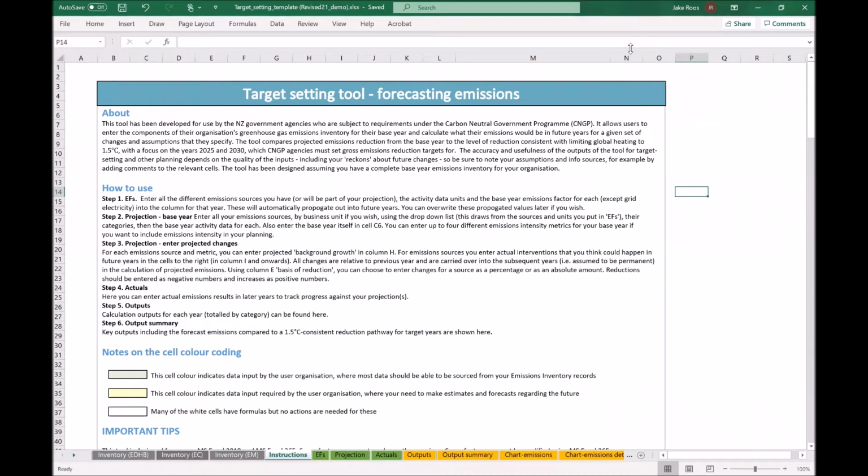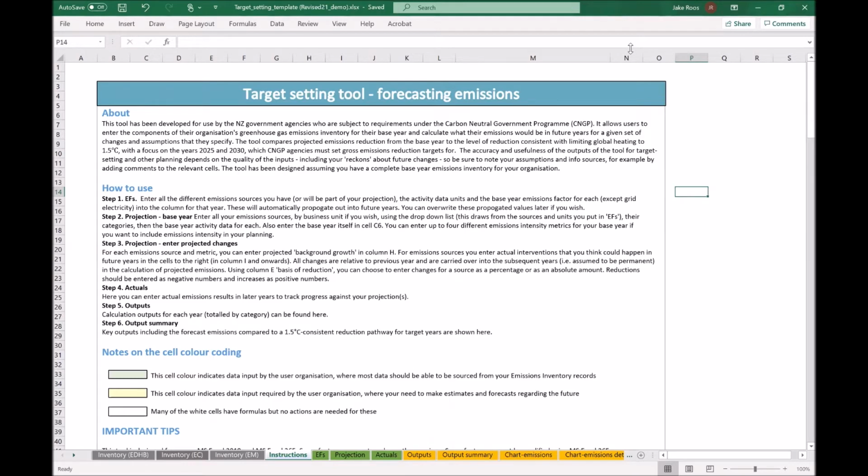This tool allows you to extrapolate what your future emissions might be for your organisation, given a set of reckons or assumptions about the future. And then it compares that projected pathway of your emissions to a target level associated with limiting global warming to 1.5 degrees Celsius.